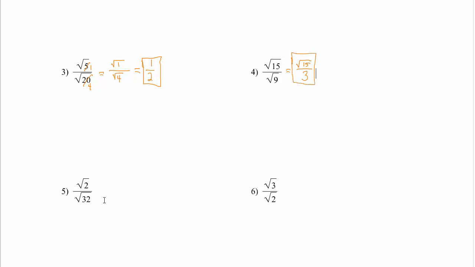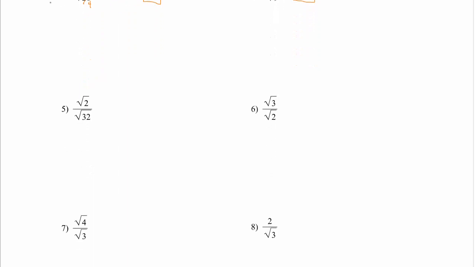Let's move on to the next one. Number 5. And I'm going to switch up the color here. I feel a little green today. So, neither of these are perfect squares. So let's see if we can do any reducing. Does 2 go into 32? It does. 2 goes into 2 once. 2 goes into 32, 16. So you're left with the square root of 1 over the square root of 16. The square root of 1 is 1, and the square root of 16 is 4. So our final answer is 1/4. These haven't been so bad, have they?